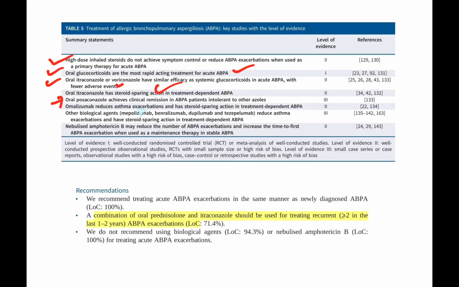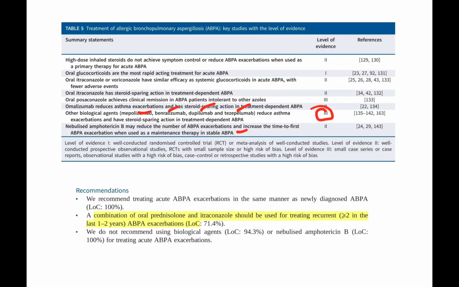Omalizumab reduced asthma exacerbation and also has a steroid sparing action in treatment dependent ABPA. This has a grade 2 recommendation. Other biologicals like mepolizumab, benralizumab, dupilumab and tezepelumab have a steroid sparing effect, but the level of evidence is grade 3. Nebulized amphotericin may reduce the number of asthma exacerbations and ABPA exacerbations, and increase the time to first ABPA exacerbation when used as maintenance therapy in stable ABPA.